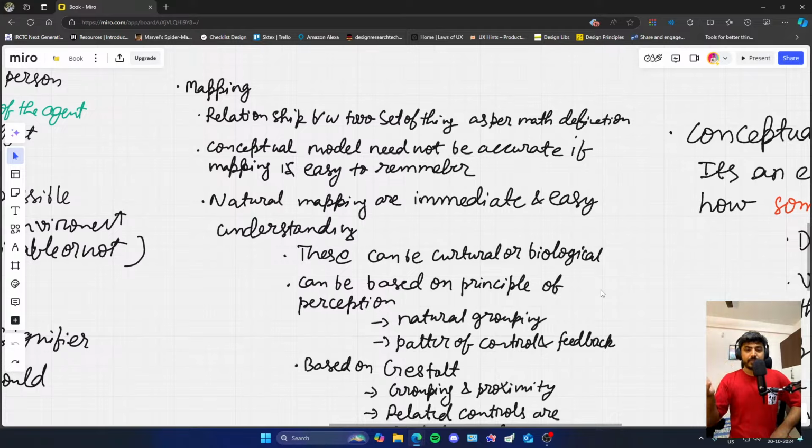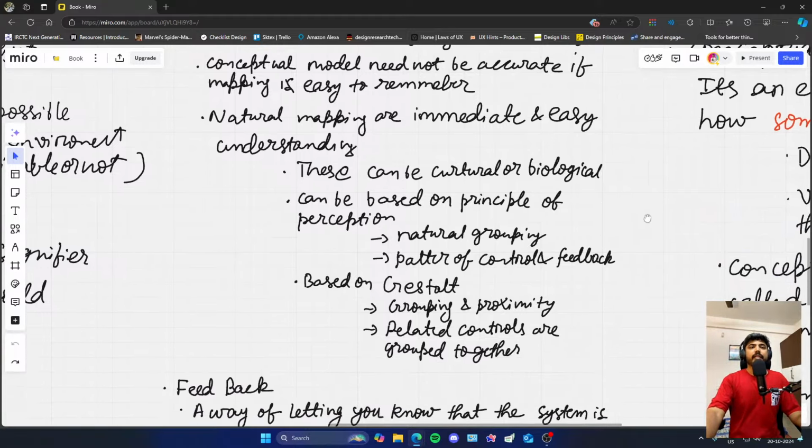It can be on the basis of principles of perception, which can be natural grouping. Patterns of control and feedback. We'll come to feedback later, but patterns of controls are very important for now. It can be based on Gestalt theory, which is a very UI-centric approach. Grouping and proximity of objects, not only in UI but in real-world products. Related controls can be grouped together.